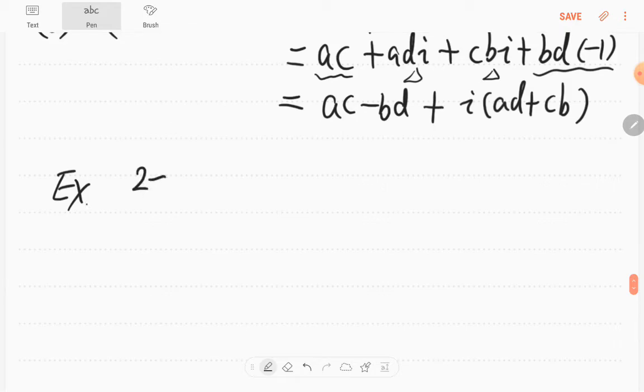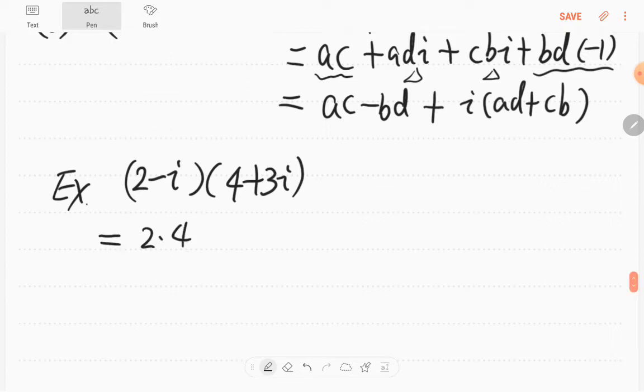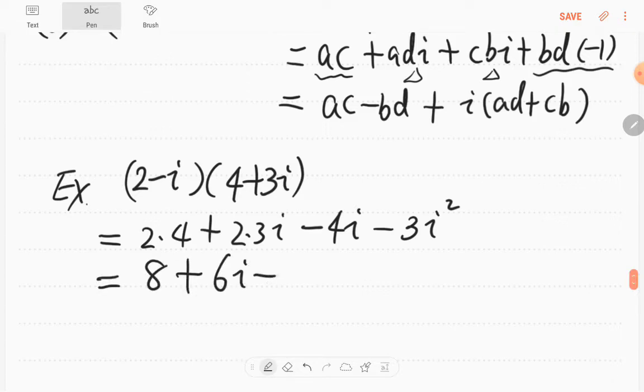Okay, so this is 2 minus i times 4 plus 3i. How do we do that? We just expand it. So it's 2 times 4 plus 2 times 3i minus 4i plus minus 3i squared, right? So it is 8 plus 6i minus 4i and plus 3, right? i squared equals negative 1, negative times negative becomes plus. So 8 plus 3, it's 11. And 6i minus 4i equals 2i. Just treat i as a number.